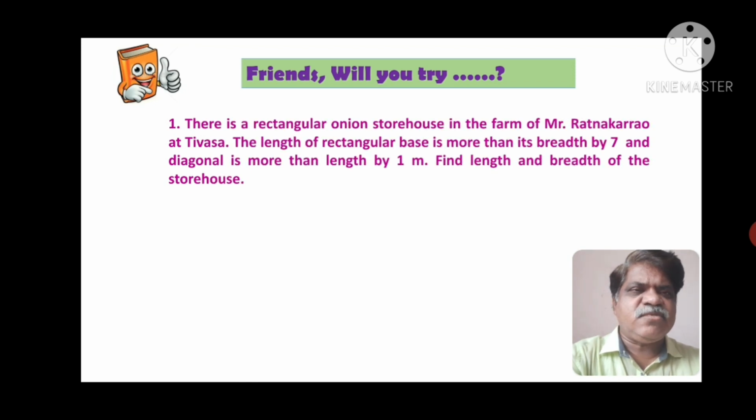There is a rectangular onion storehouse in the farm of Mr. Ratnakar Rao at Tivasa. The length of the rectangular base is more than its breadth by 7 and the diagonal is more than the length by 1 meter. Find the length and breadth of the storehouse.